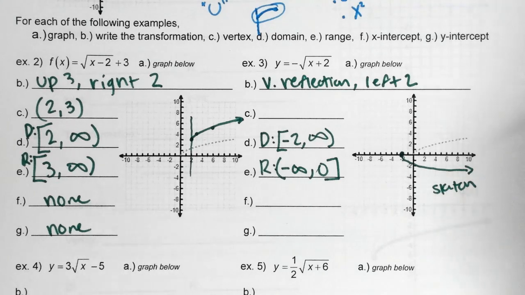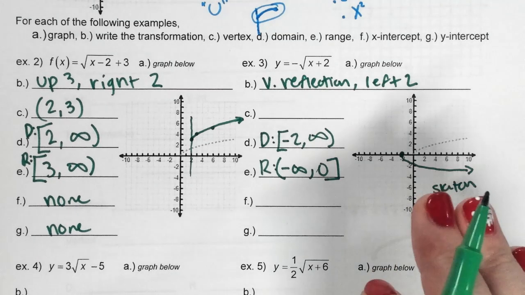It does have an x-intercept, it does have a y-intercept, but we know how to find those, yes? Dang it, my computer hates me. Okay, any questions on that one?